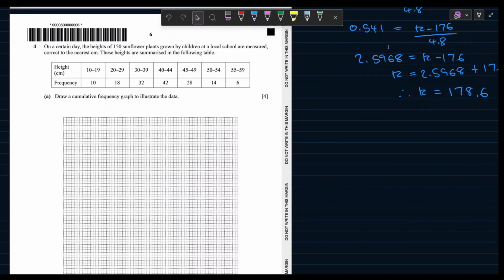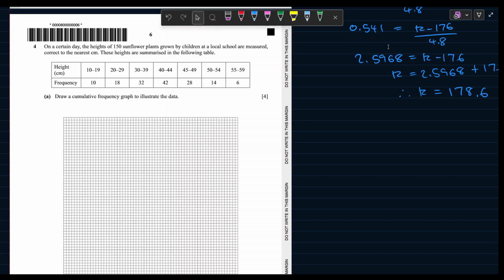Number 4. On a certain day, the heights of 150 sunflower plants grown by children at a local school are measured correct to the nearest centimeter. These heights are summarized in the following table. Alright, and then part A, they want us to draw a cumulative frequency graph to illustrate the data.